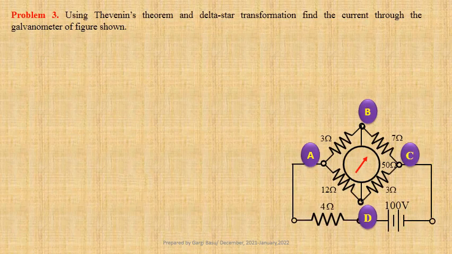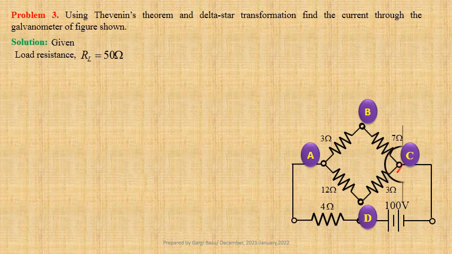For the circuit shown, using Thevenin's theorem and delta star transformation, we have to determine the current flowing through the galvanometer. Given resistance of the galvanometer, that is the load resistance RL equals 50 ohm. Now we shall disconnect the galvanometer from this circuit and determine Thevenin's voltage.